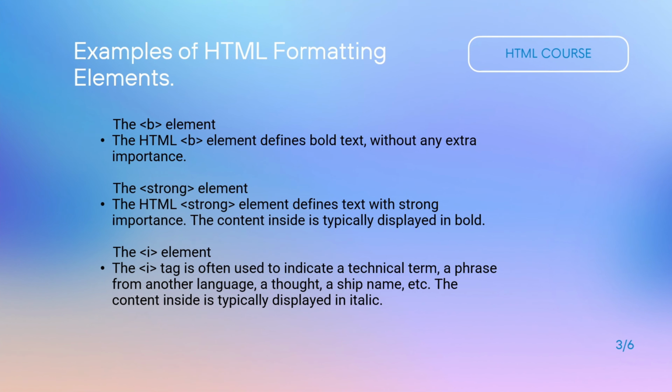Examples of HTML formatting elements. The B element. The B element is used to make text bold. It does not add extra importance, it only changes the appearance. It is mostly used for visual emphasis.